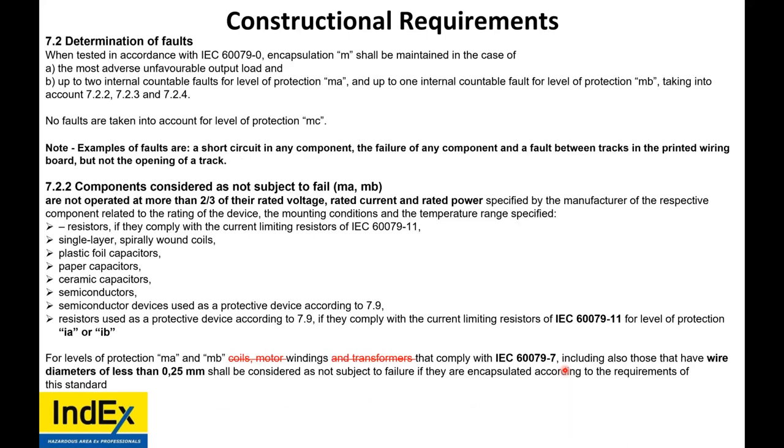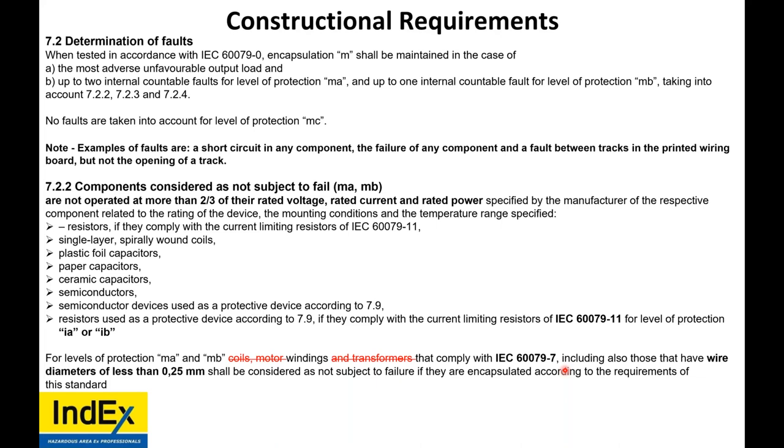Now, determination of faults. Well, we need to know the most unfavorable output load, and we can have up to two internal faults for MA, one fault for MB, and no faults are taken into consideration for MC. So this is very much like intrinsically safe. IA, IB, IC, MA, MB, MC. Two faults, one fault, no faults. But really, how many faults do we want? No faults. We should not say, oh, one fault's okay, don't worry about it.